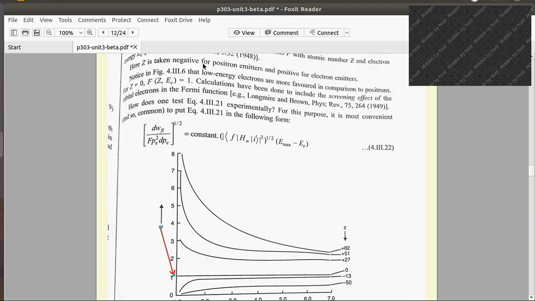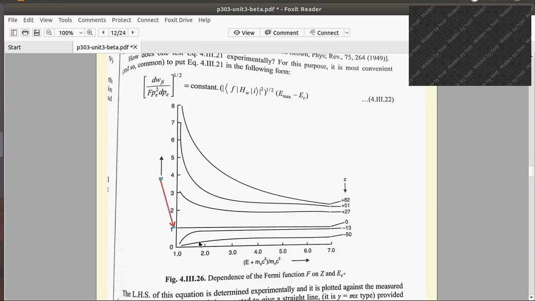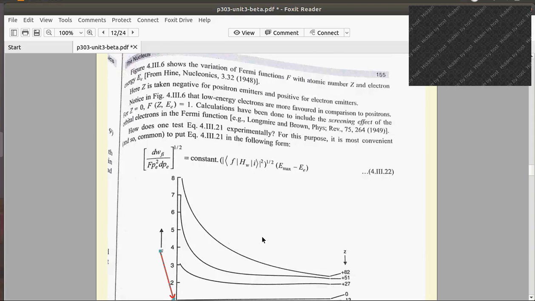Now here the negative is for positron and positive is for electron. So these positive values are for electron. Z is 0 here. If you consider this as a boundary, we can see that the positive values are more and the negative values are less. So the more positive values are associated with electrons and the less negative values are associated with positrons.